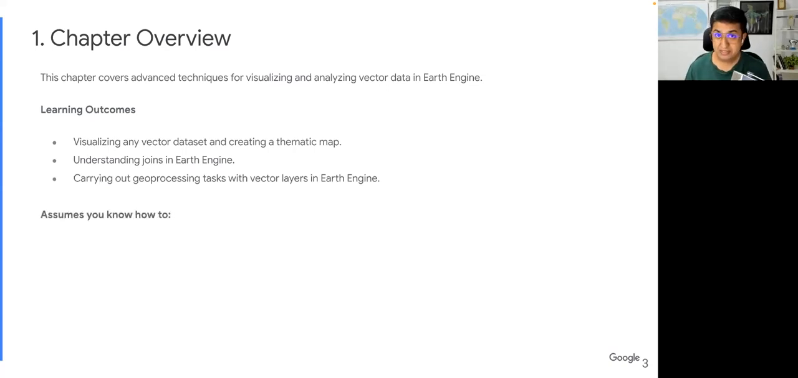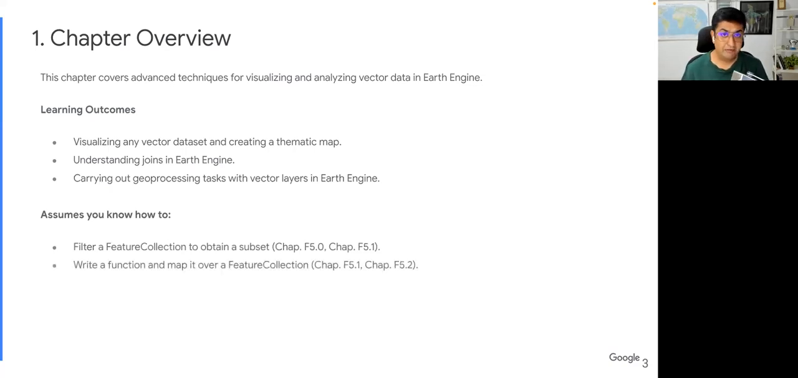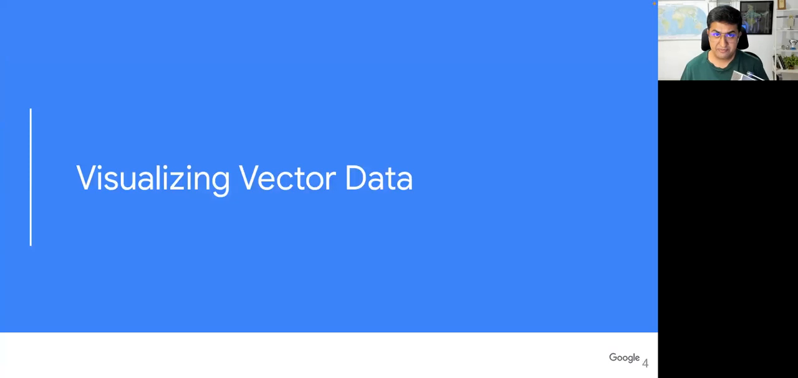This is an advanced chapter, which assumes that you already know how to work with feature collections. So if you uploaded a shapefile in Earth Engine, it became a feature collection, you know how to deal with it, and you know how to filter using the different filters available in Earth Engine. If you don't know, you can review the previous chapters. We'll also be using mapping of functions extensively in this chapter. So if you want to process each feature in a collection, you need to write a function and map that over the collection. So we'll be doing that often in this chapter. So let's start with the first section here.